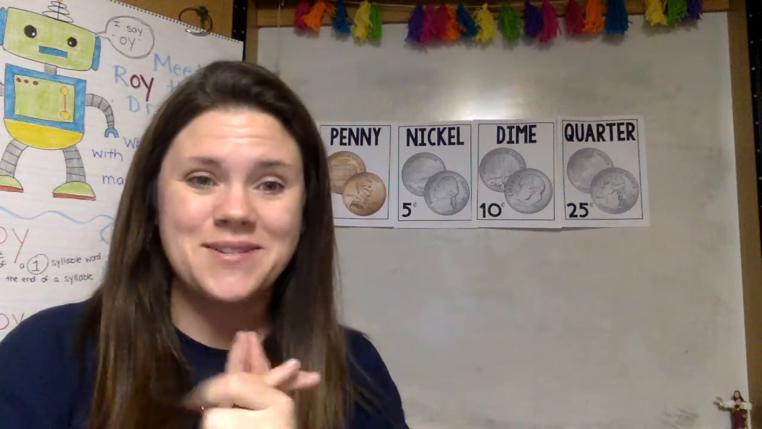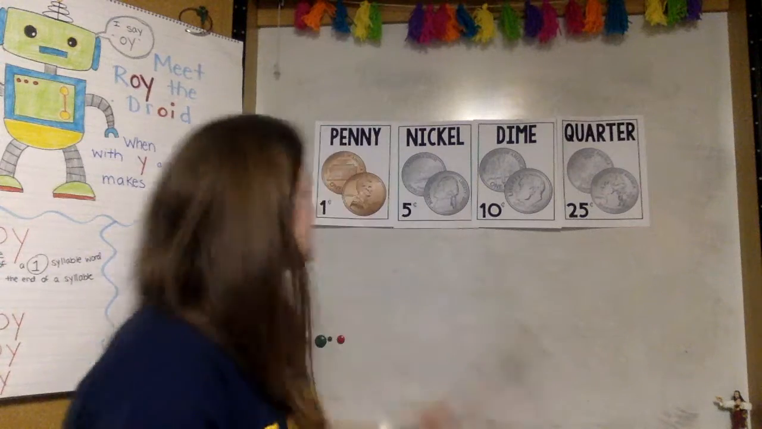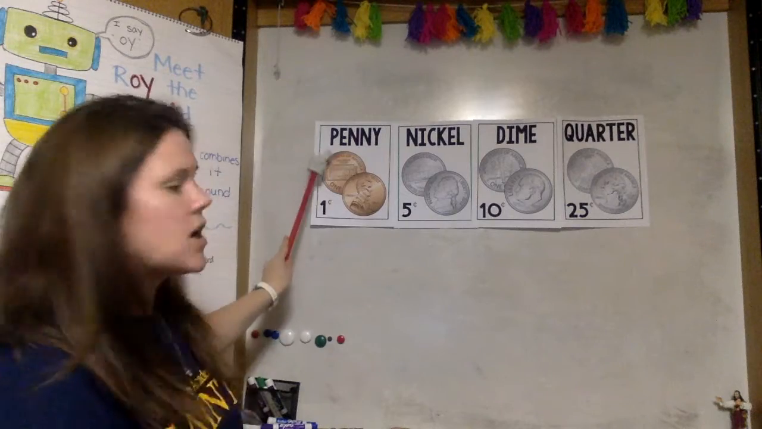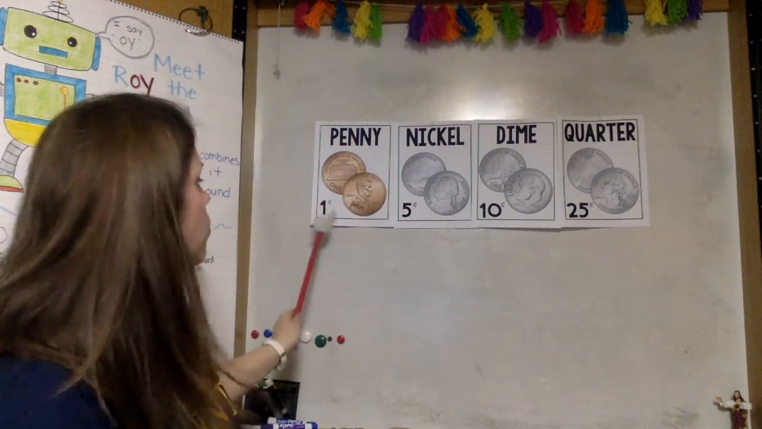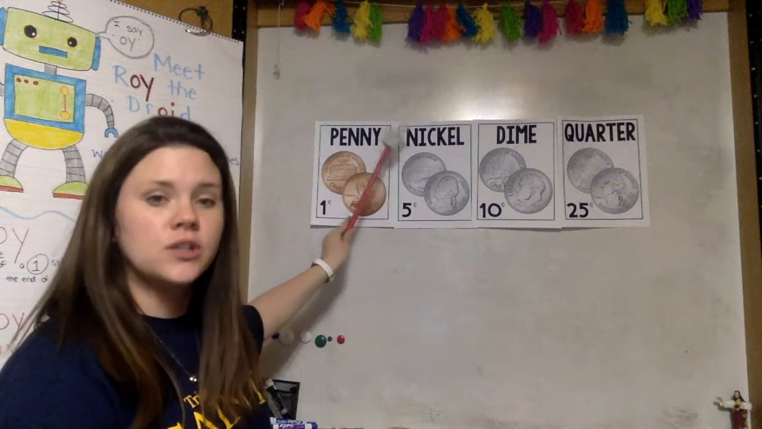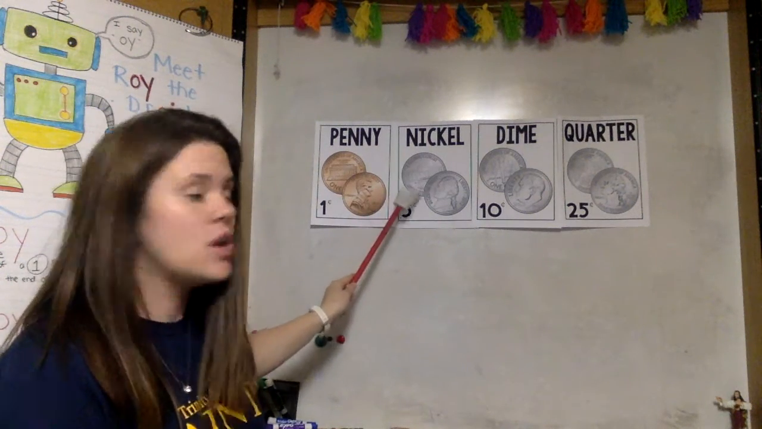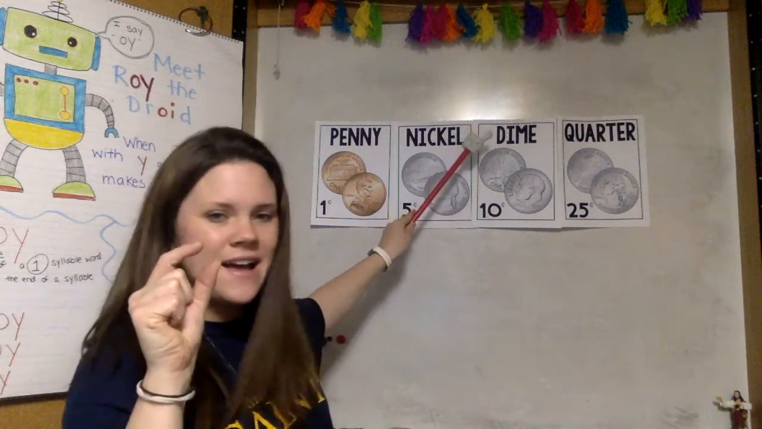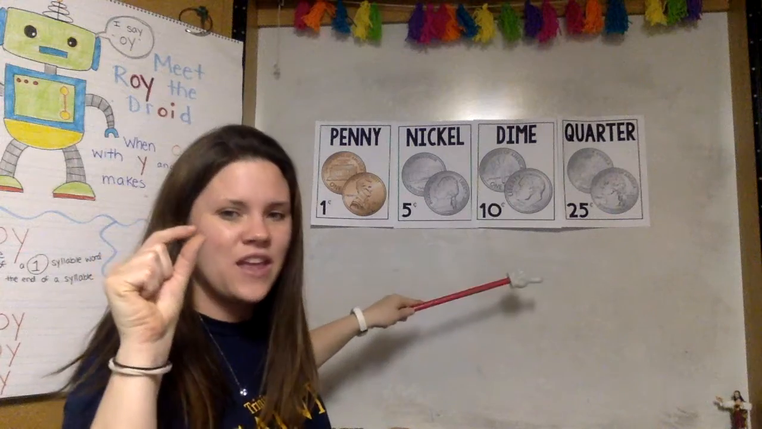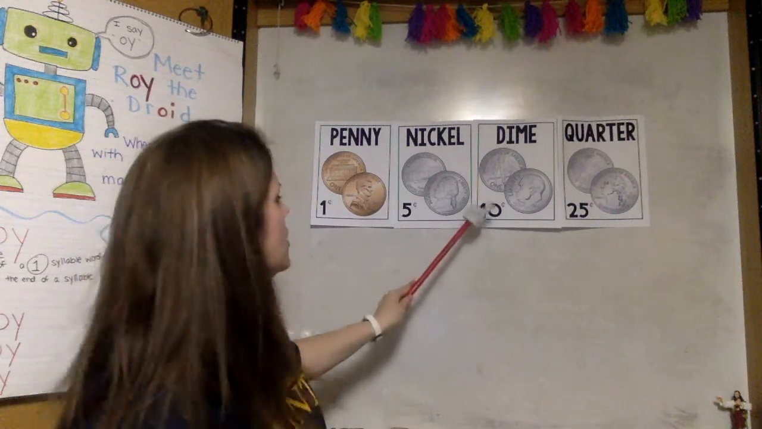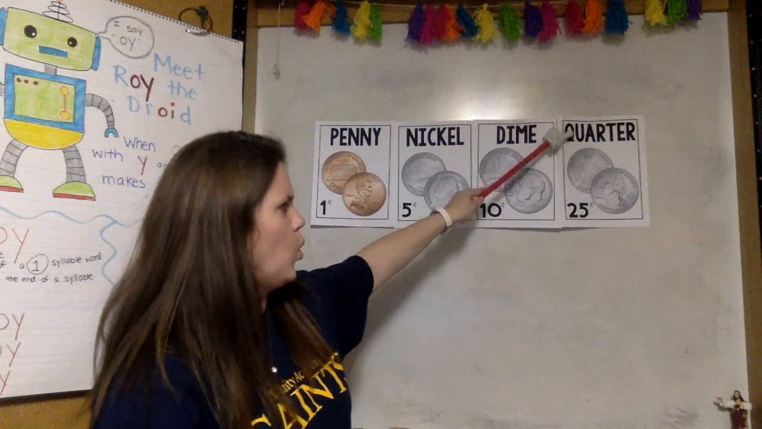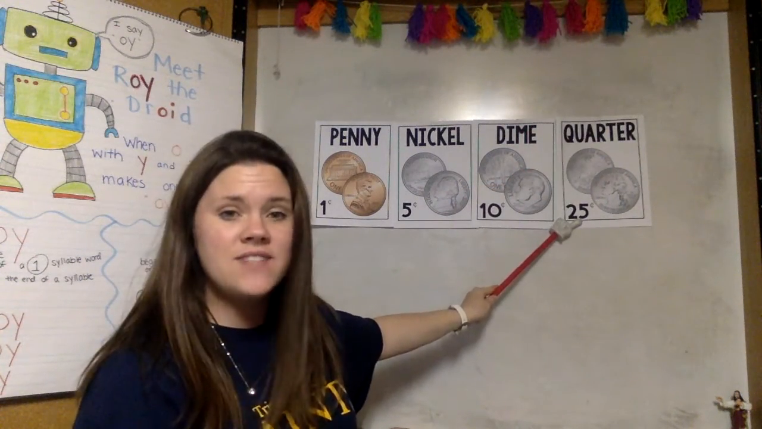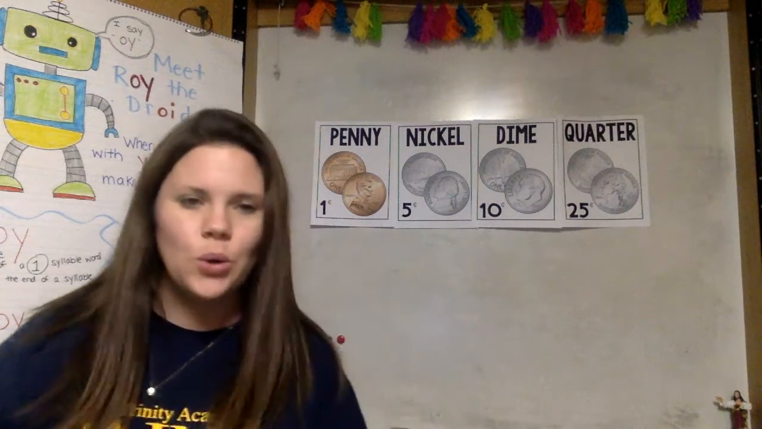Actually, let's do our chant first. Let's do our new chant first. Ready? Penny, penny, easily spent. Copper, brown, and worth 1 cent. Nickel, nickel, big and fat. You're worth 5 cents, I know that. Dime, dime, little and thin, I remember you. You're worth 10. Quarter, quarter, big and bold, worth 25 cents, so I'm told.